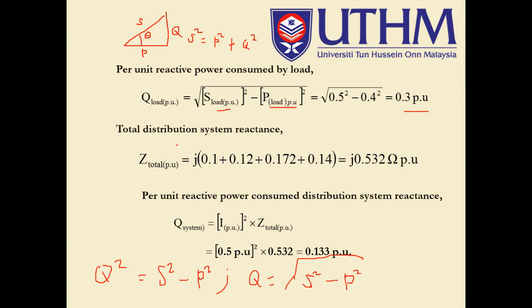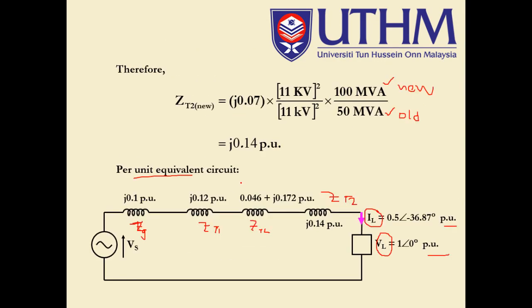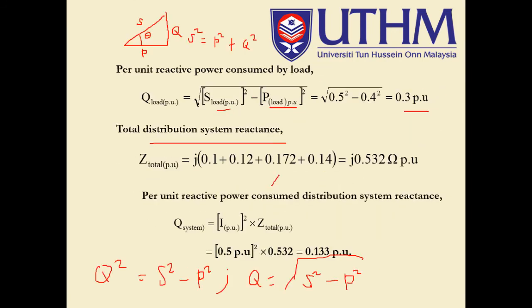Before we go for further analysis, we try to calculate the total distribution reactance, the Z total PU. All the impedance values we have over here go into this equation, giving us j0.53 PU ohms. So the per unit reactive power consumed by the distribution system reactance, Q system, is I squared PU multiplied by Z total PU, from Ohm's law. So this is what we obtained earlier, giving Q system 0.133 PU.